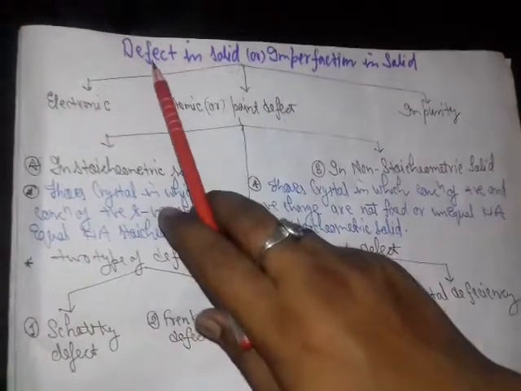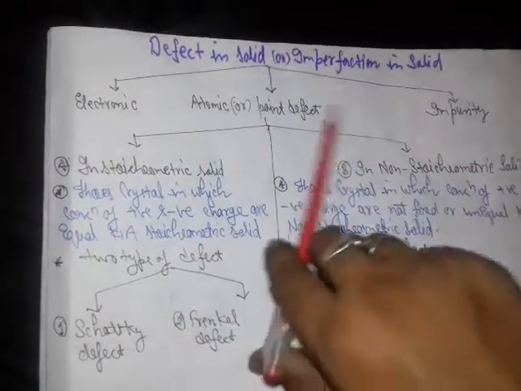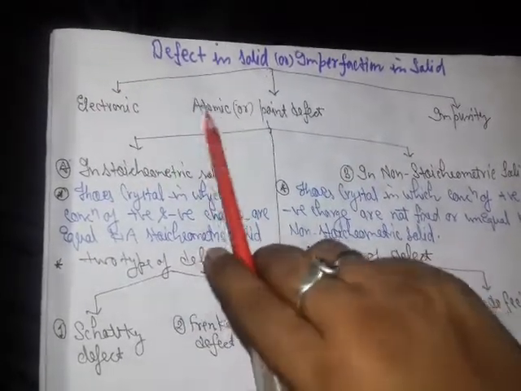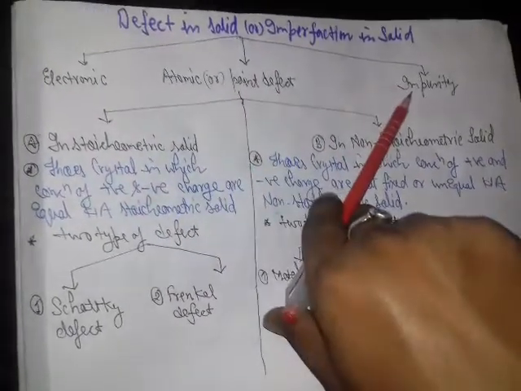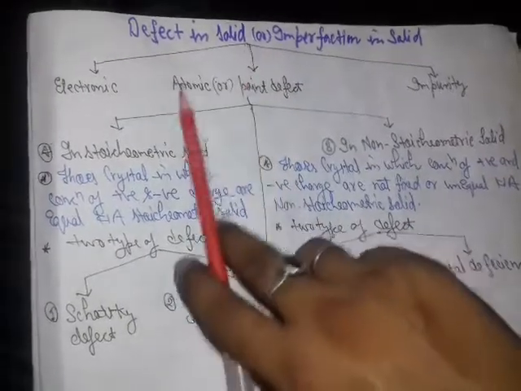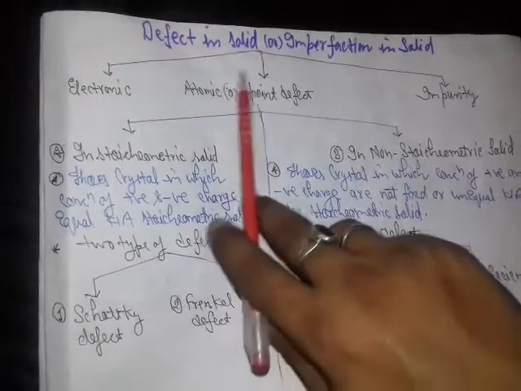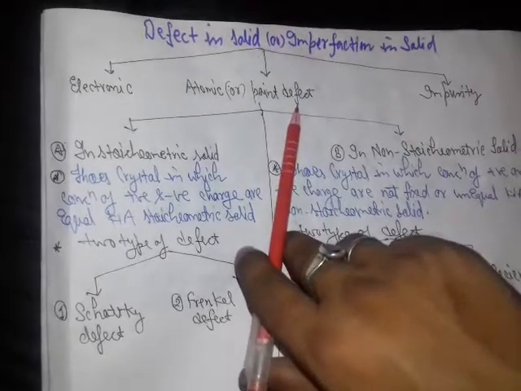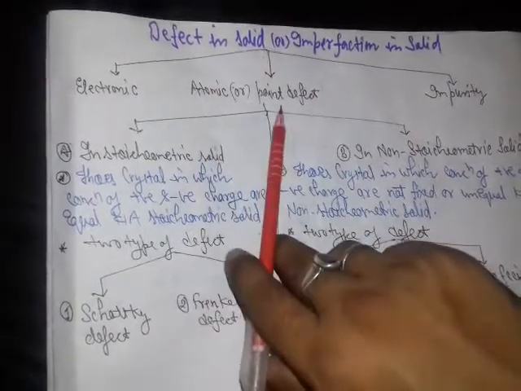If we talk from the other point, that is defect in solid or imperfection in solid, there are three types of defect in a crystal system or crystal lattice or solid lattice, that is electronic defect, atomic or point defect, and impurities. In your syllabus they mainly study the atomic or point defect. What is atomic or point defect? When an atom in a crystal, a positive or a negative ion, is missing or dislocated from the crystal, this type of defect is known as atomic or point defect.